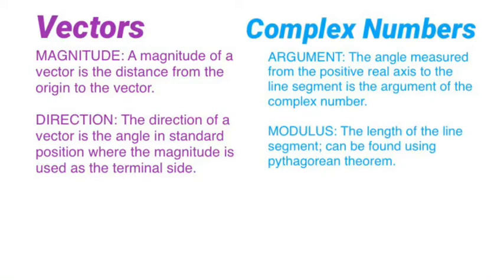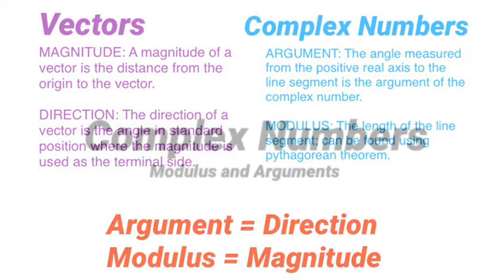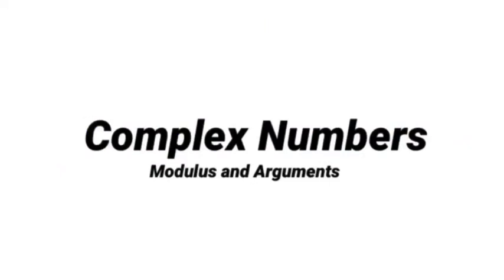Last week, we learned about the magnitude and direction of vectors. This week, we're learning about the argument and modulus of complex numbers. The argument is the same as the direction, and the modulus is the same as the magnitude. In this video, we will be talking about complex numbers and their modulus and argument.